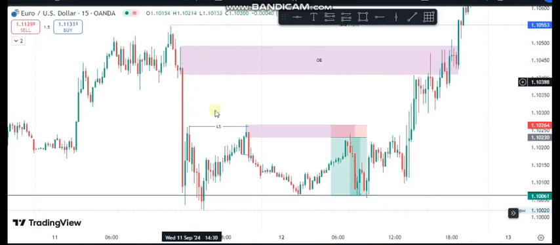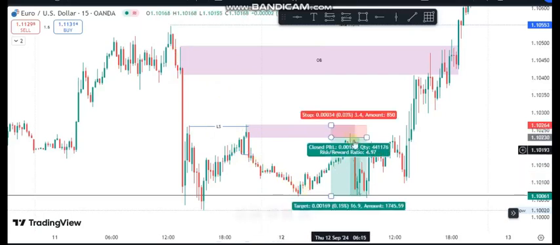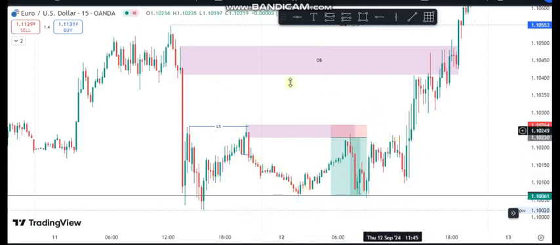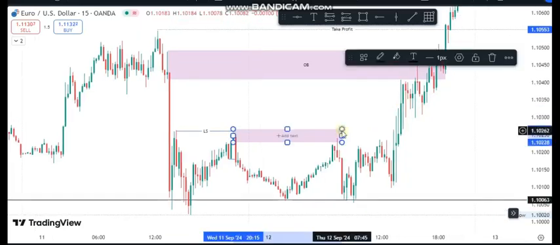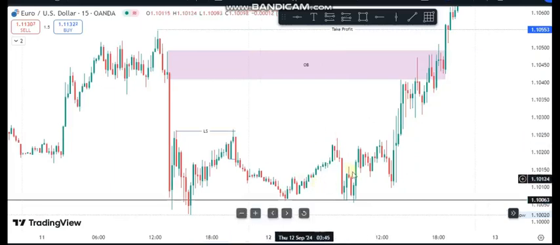So that's not valid. You see, there was no liquidity sweep over here. Nothing. So that's just inducement, a smart money trap, just to trap traders and liquidate them out. Okay, so let me show you. See, look at what the price did.